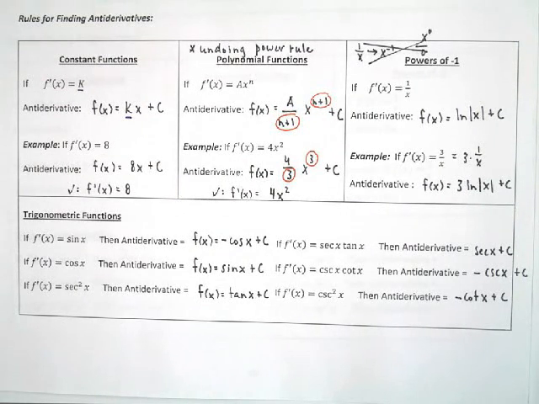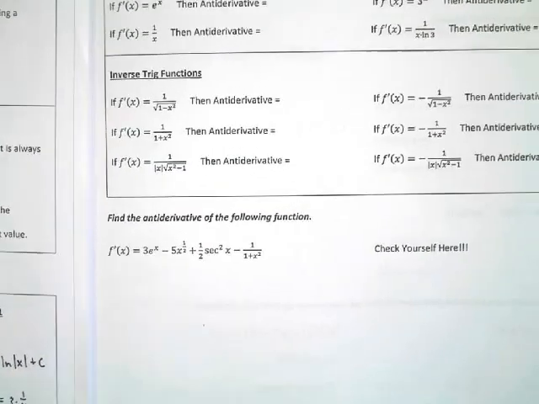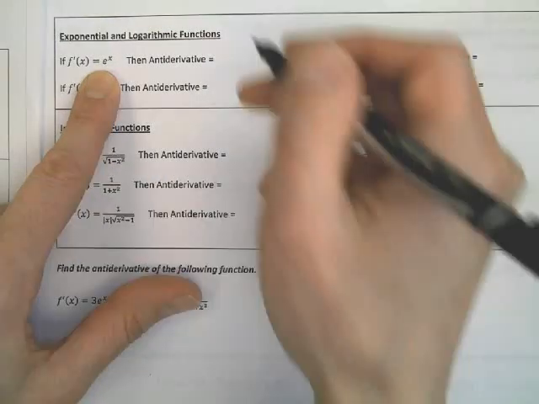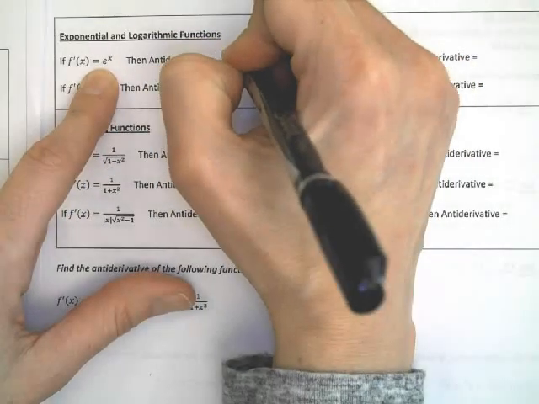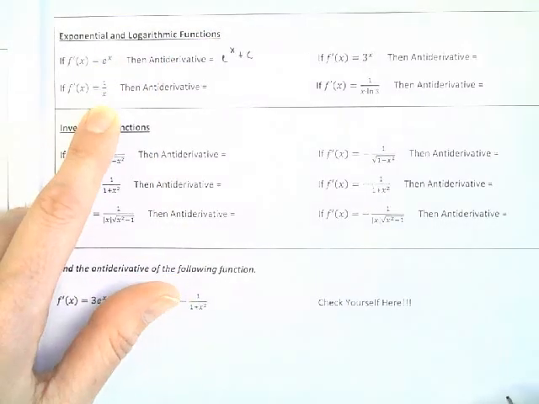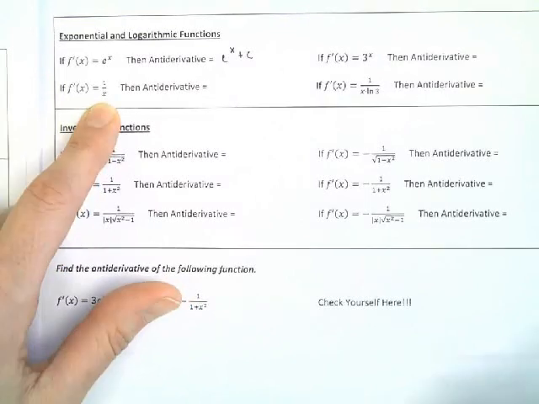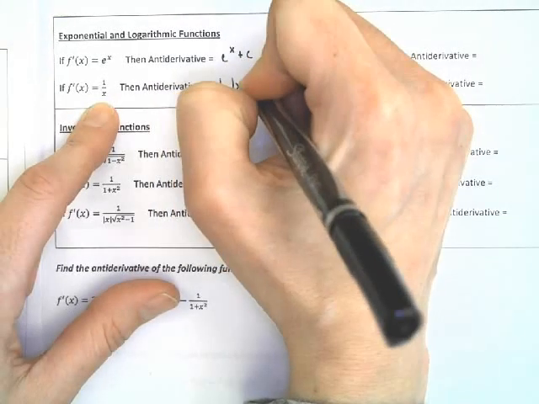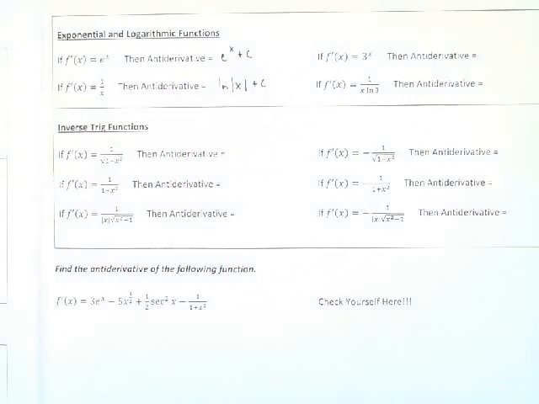Okay, let's go ahead and keep cruising through a few more. Then we'll try one example together, and then you'll have lots of opportunities to practice this. Okay, here we go. For e to the x, the antiderivative is just e to the x plus c. If it's 1 over x, we talked about this one. It's the natural log of the absolute value of x plus c.